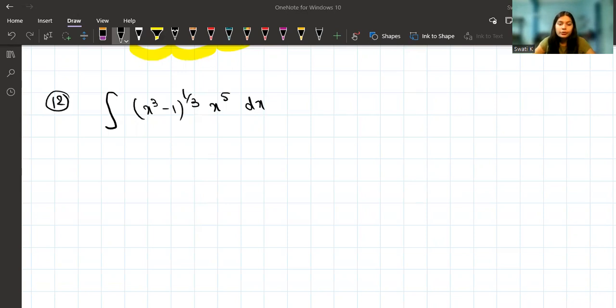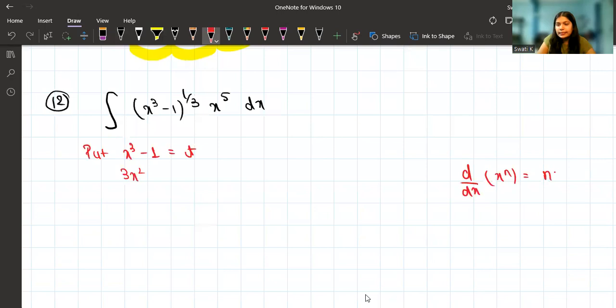So here what I'm going to substitute, I'm going to substitute x cube minus 1 to be t. So if x cube minus 1 is t, if you do the derivative, this will become 3x squared. How? Because we know that the derivative of x raised to n is nx raised to n minus 1. So using this formula, it will clearly become 3x squared. Derivative of 1 is 0, so no need to write down, and then dx equals dt. Now here I can write this as x squared dx equals dt upon 3.